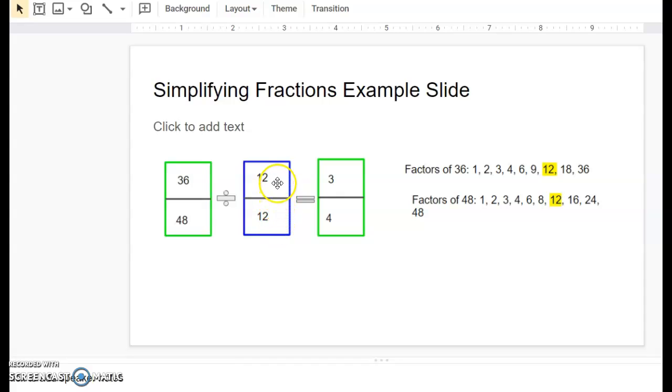Whatever I do to my numerator, I also have to do to my denominator. 36 divided by 12 is 3. 48 divided by 12 is 4. I cannot break this number down any further because 3 and 4 do not have any common factors other than 1, which does not count in this case. So 3/4 is the same as 36 over 48. It's just written in the smallest terms.